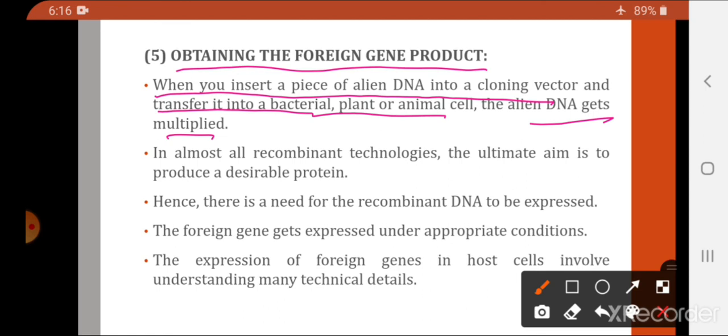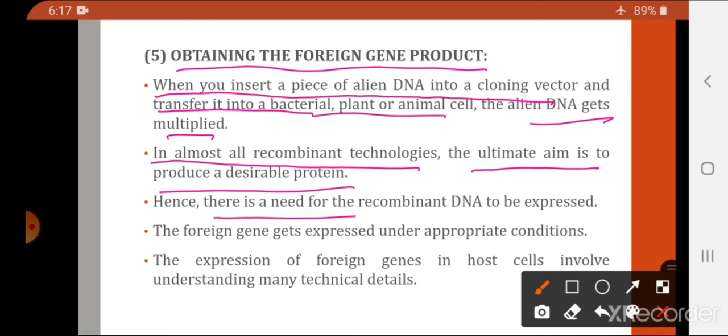अभी जब भी हम कोई recombinant DNA होस्ट सेल में डालेंगे या एलियन सेल में डालेंगे तो क्या होगा? वो जब भी सेल मल्टीप्लाई होगा तो उसके साथ DNA भी मल्टीप्लाई होगी. In almost all recombinant DNA technologies, ultimate aim is to produce the desirable protein. कोई भी रिकॉम्बिनेंट डीएनए टेक्नोलॉजी देखा जाए तो उसका मेन पर्पस क्या है? To obtain the desirable protein. Hence there is a need for the recombinant DNA to be expressed.